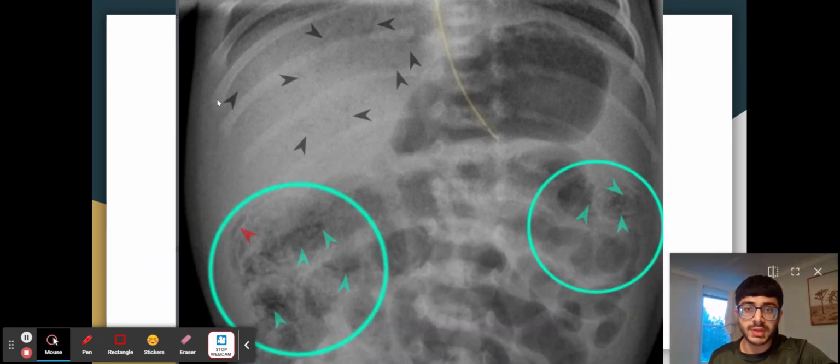This is again just arrows. You can take a look at it. You can pause the video and take a look at it.